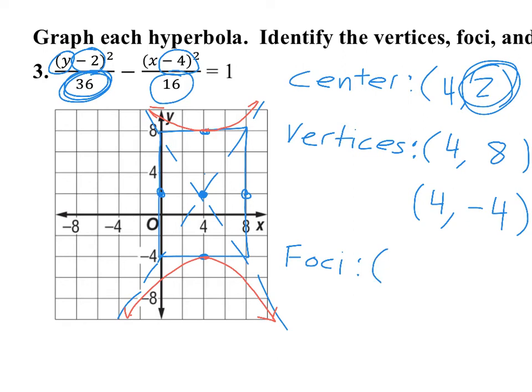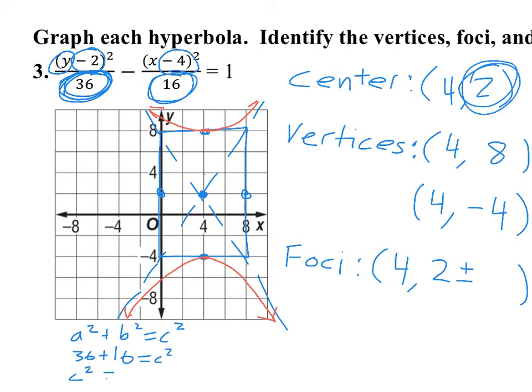Okay, for the foci, again, leave the x alone. You change the y because it's vertical. And I want to take the 2 and add and subtract the c. And the way we find the C value is we add 36 and 16. That makes 52. And then take the square root. So it's this formula: A squared plus B squared equals C squared. 36 plus 16 equals C squared.